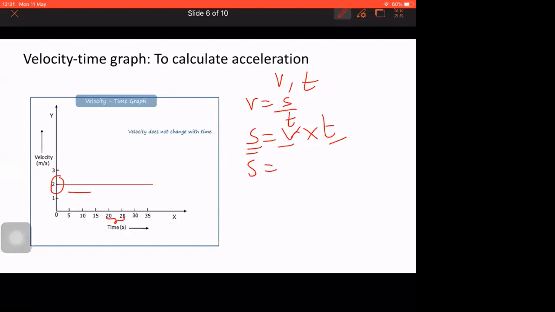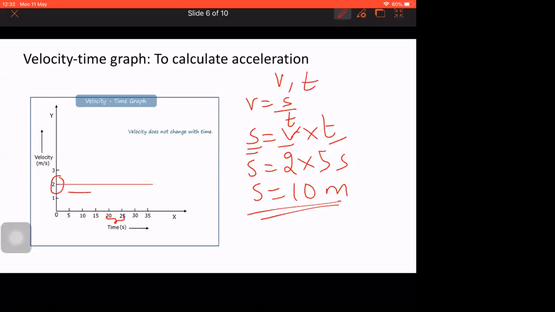Now what is time? From which time to which time am I asking you? 20 to 25 seconds. So what is time between 20 to 25 seconds? 5 seconds. I have taken the same thing. S is equal to 10 meters because it's distance.